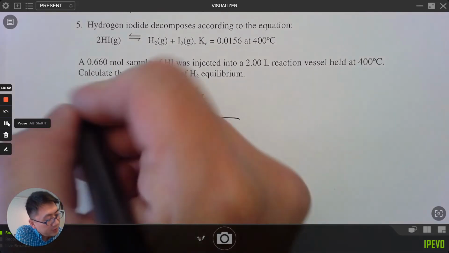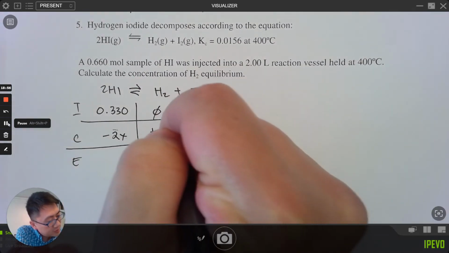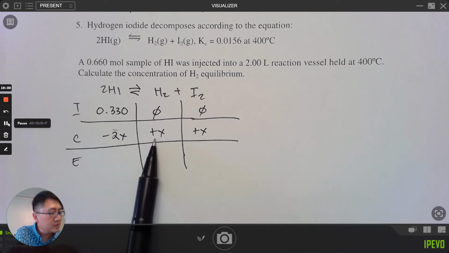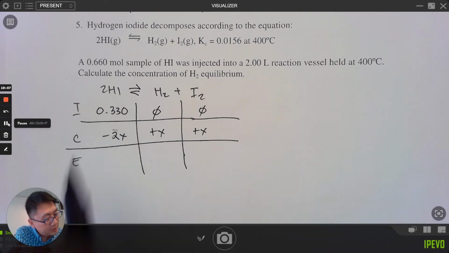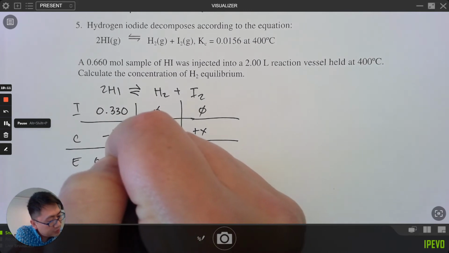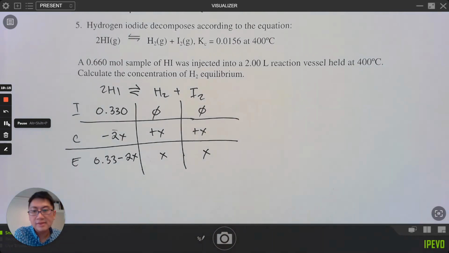We usually say reactants go down, minus 2x because the coefficient is 2, plus x, plus x. Okay, minus 2x, plus 1x, plus 1x. That's my ugly handwriting. This is plus x and plus x. Initial amount plus change amount is equilibrium amount. 0.330 minus 2x. That's just x, and that's x. So now I have this ICE table done.